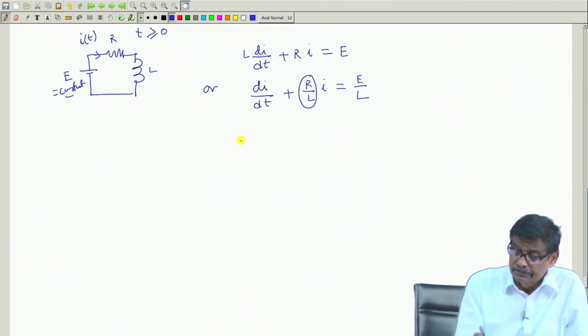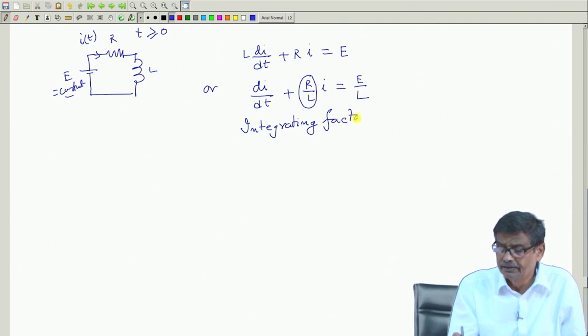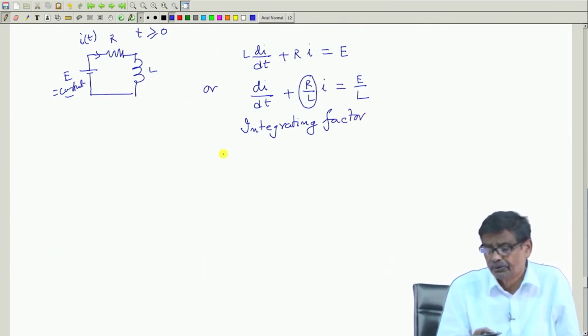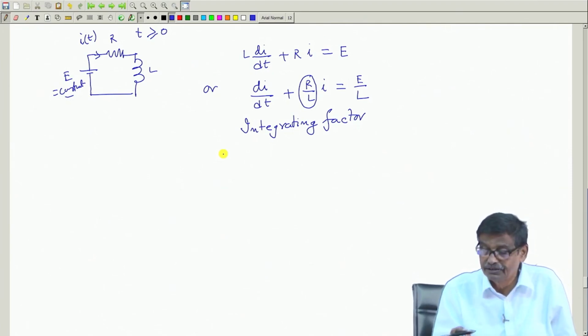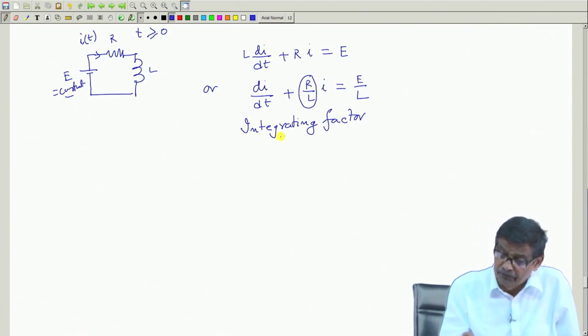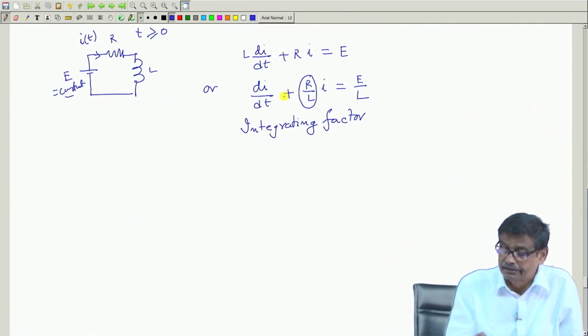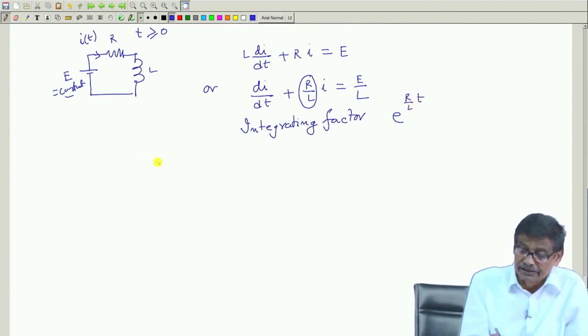What you do is this, you use an integrating factor. Later we will learn several techniques to write down the solution straight away, that is also possible, we will take up that. But for the time being, let us start from basics. The integrating factor is e to the power (R/L)t. Multiply both sides with this.